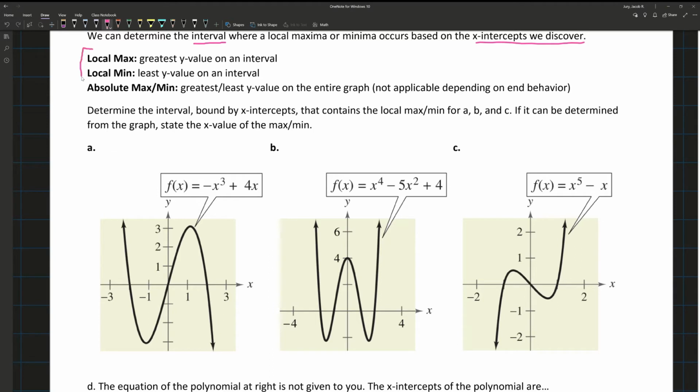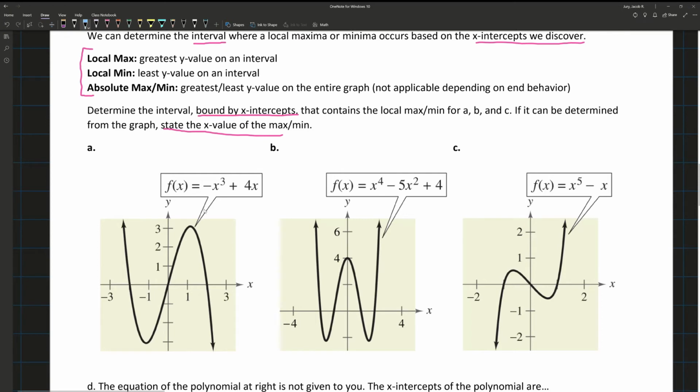The terms we need to know are listed here, so local max, local min, and absolute max and absolute min. They're pretty self-explanatory, but we are asked to determine the interval bound by x-intercepts that contains the local max and min for a, b, and c. And if we can, then we're going to state the exact x value of the max and min.